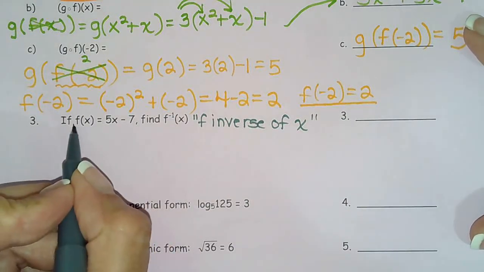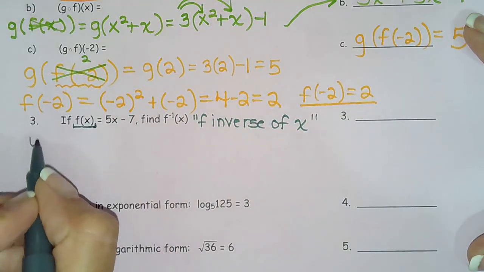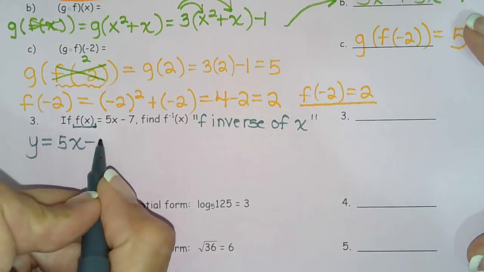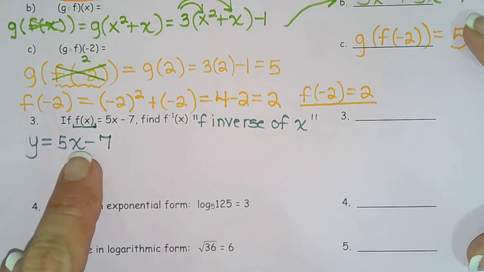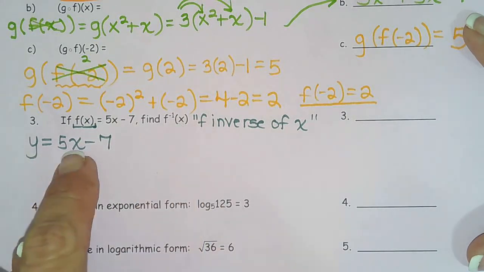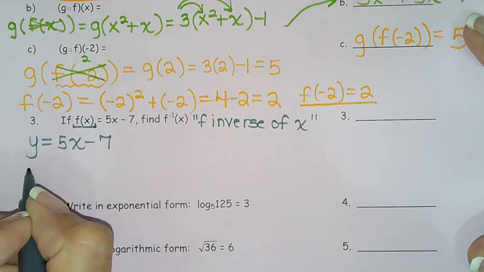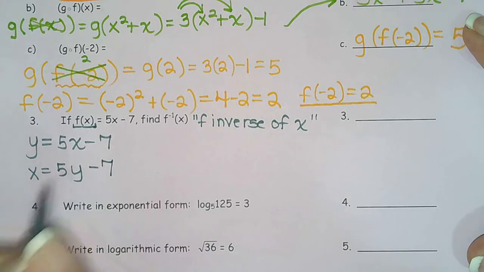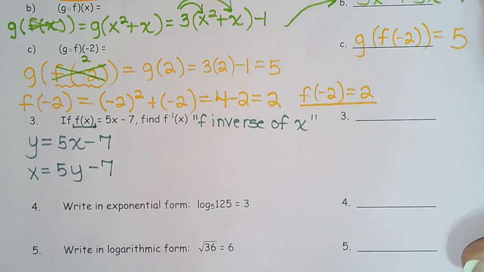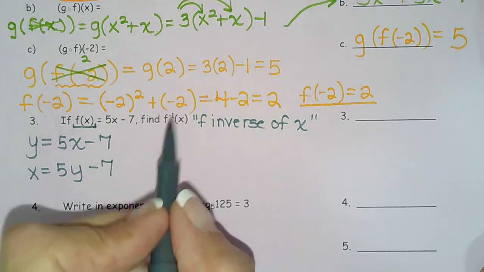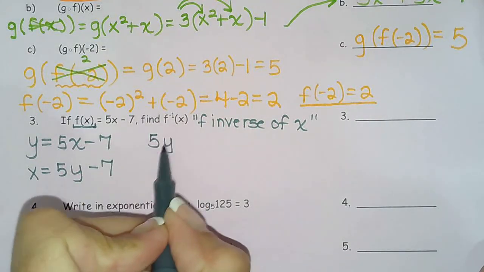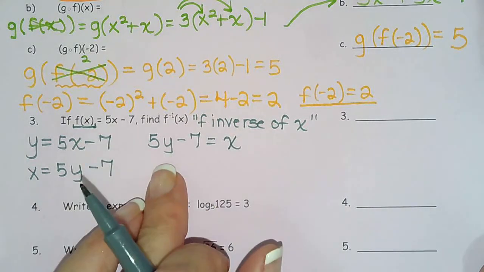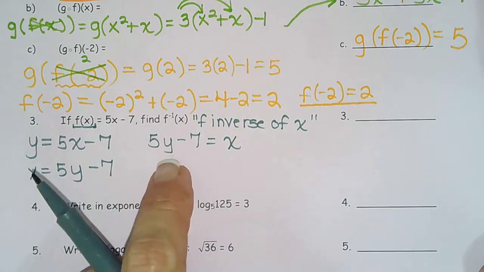So step 1 is we need to have a y. Step 1 is always to replace your f of x with y because they're the same thing. Step 2, because we're finding the inverse, x and y need to be interchanged. So the y becomes an x, the x becomes a y. Step 3 is to solve for y, because we always want it to look like y equals mx plus b. Since I'm solving for y, I'm going to flip the equation over, because I like to have the variable I'm solving for on my left side.